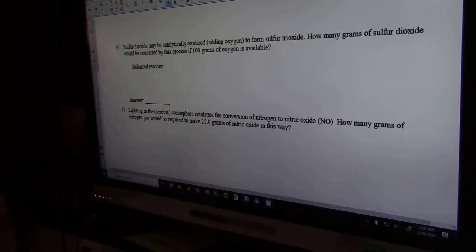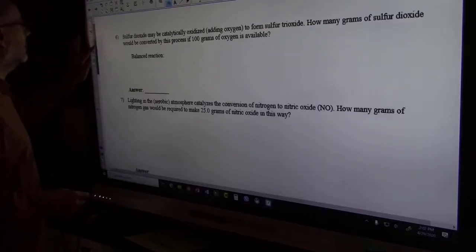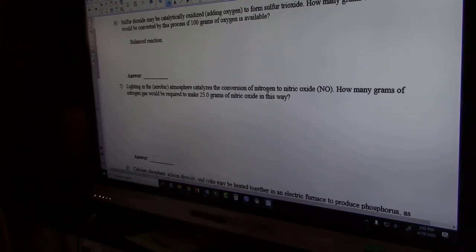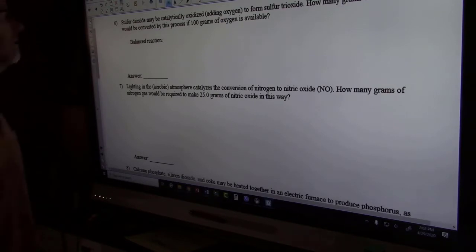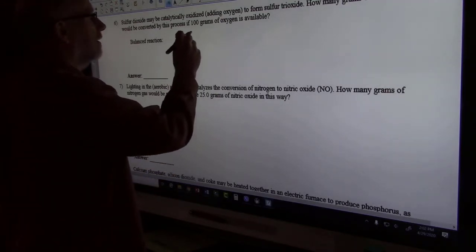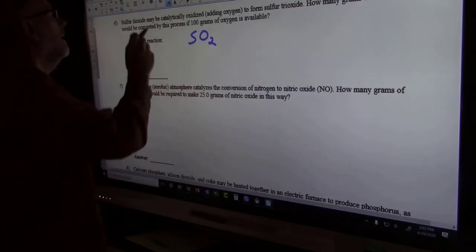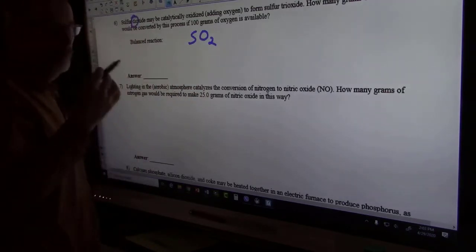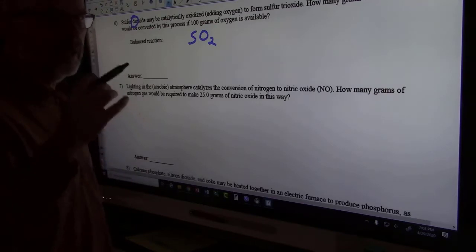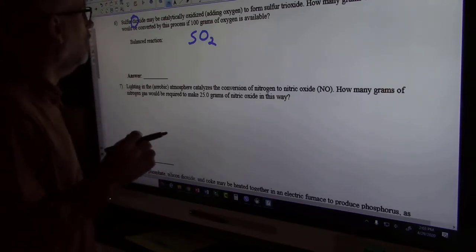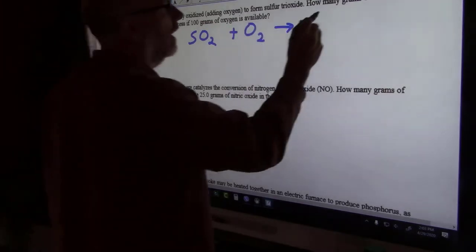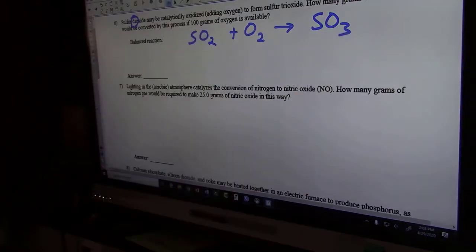Okay, it's page 2 of sophisticated stoichiometry. Sulfur dioxide may be catalytically oxidized, adding oxygen, to form sulfur trioxide. Well, the reaction is sulfur dioxide. Sulfur's from the right, oxygen's from the right. I spy with my little eye, mono, di, tri, tetra. Oh, it sticks and springs and the little ball things. Sulfur trioxide, SO3. How many grams, blah, blah, blah, blah.